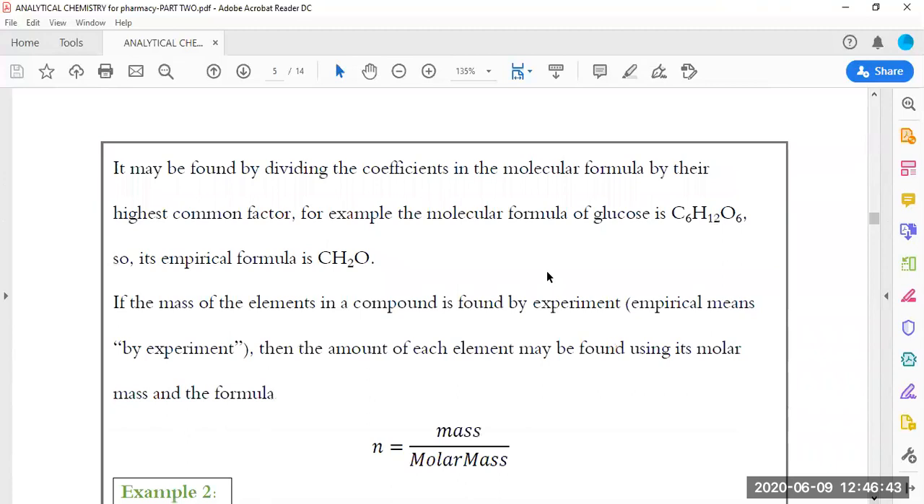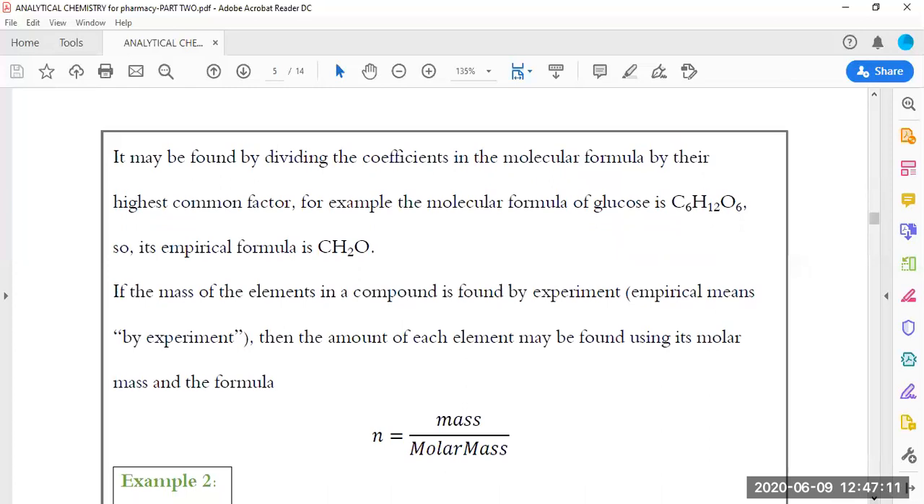So in general, how can we find out the empirical formula? It may be found by dividing the coefficients in the molecular formula by their highest common factor. For example, the molecular formula of glucose, as we said, is C6H12O6. So its empirical formula is CH2O. I think this is repeated again.